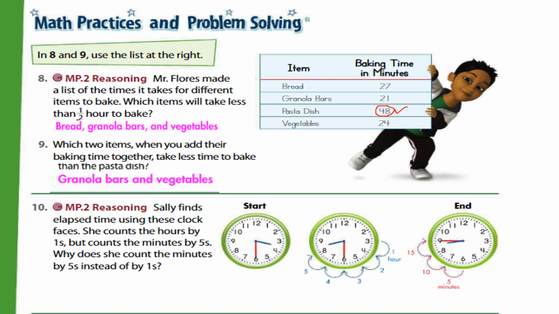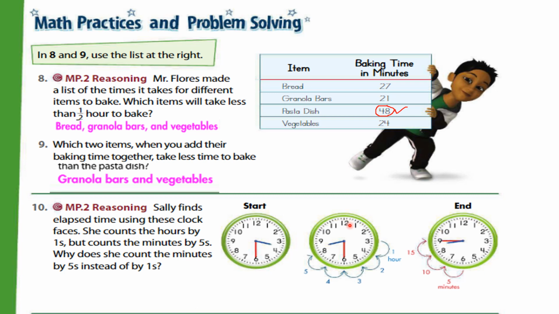Sally finds elapsed time using these clock faces. She counts the hours by ones but counts the minutes by fives. Why does she count the minutes by fives instead of ones? Okay, the question is, when we are counting the minutes, why do we count it in 5, 10, 15 like this? Why don't we start from here and count 1, 2, 3, 4, 5?